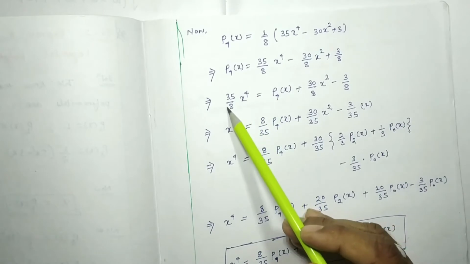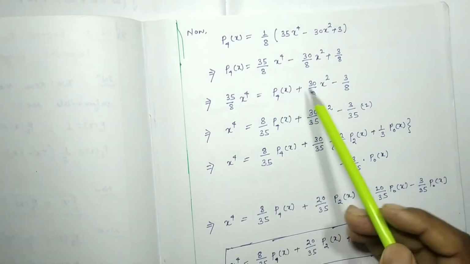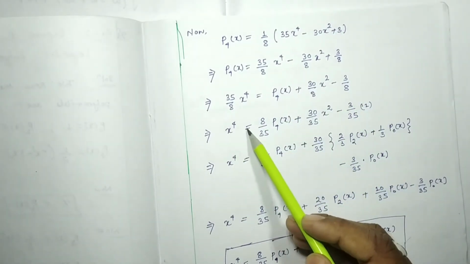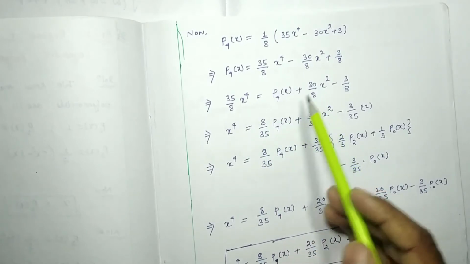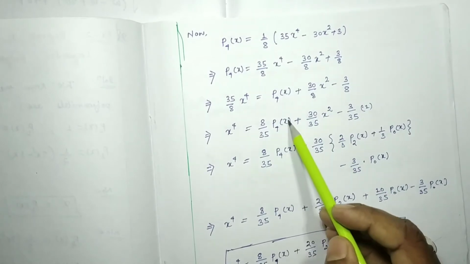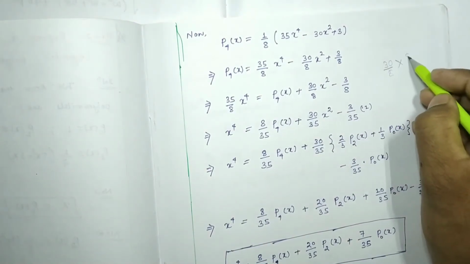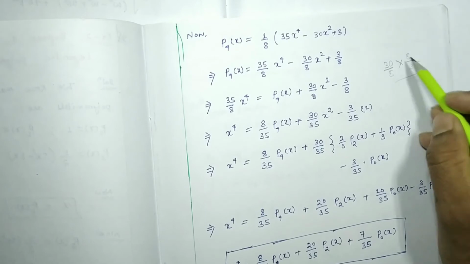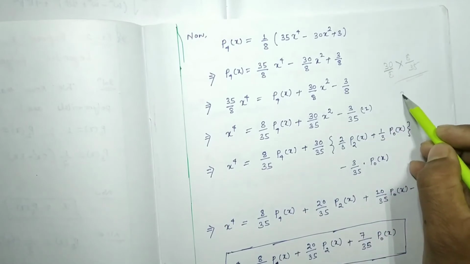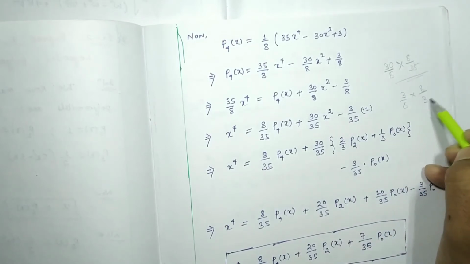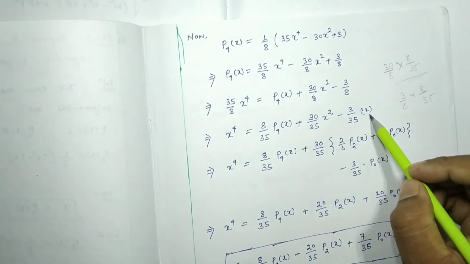Now here 35 by 8 goes to the right-hand side, so it will be divided with each term. So x to the power 4 will be equal to, here 35 by 8 is on the right side, if it moves it will be 8 by 35 P4(x). Here already 30 by 8 is there, 30 by 8 into 8 by 35, how much can we get? 30 by 35. So 30 by 35 x square. Here 3 by 8 is there, 3 by 8 into 8 by 35, so the 8 gets cancelled, 3 by 35 into 1, right?